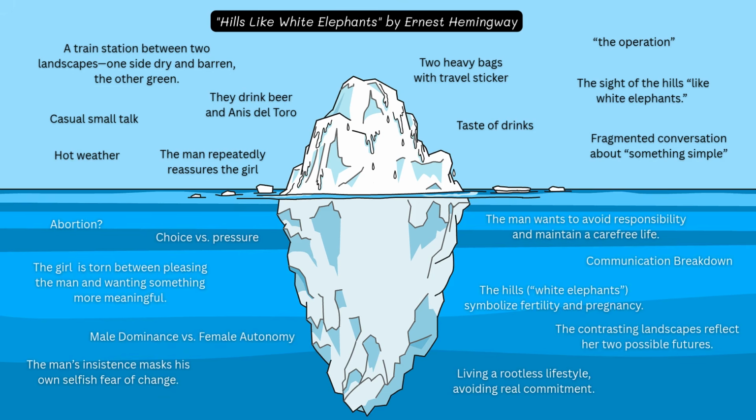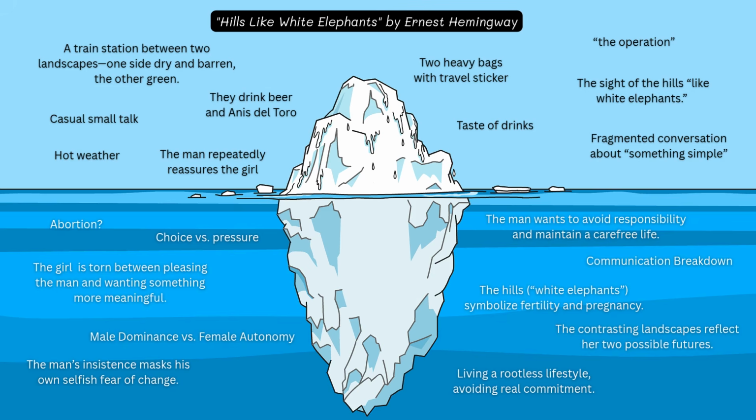Below the iceberg, the true emotional and moral conflict unfolds. Jig is facing a life-changing decision, torn between her desire for something more permanent and the man's insistence on continuing their carefree lifestyle. The white elephants symbolize the pregnancy and the burden or beauty it might represent, while the contrasting landscapes, barren versus fertile, highlight the stakes of her choice. The depth of their relationship, the power imbalance, and Jig's unspoken doubts all live beneath the surface, never stated but deeply felt.